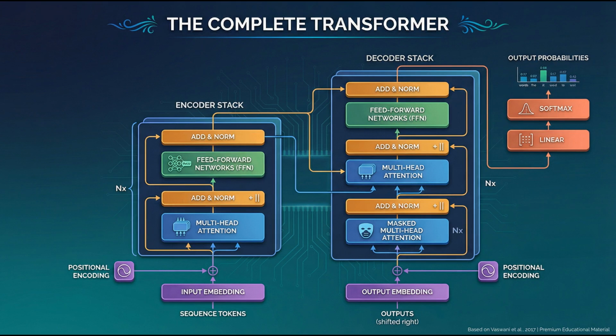And that is the transformer. From embeddings to multi-head attention, residuals, and layer norms, every component plays a vital role in the AI revolution we see today.